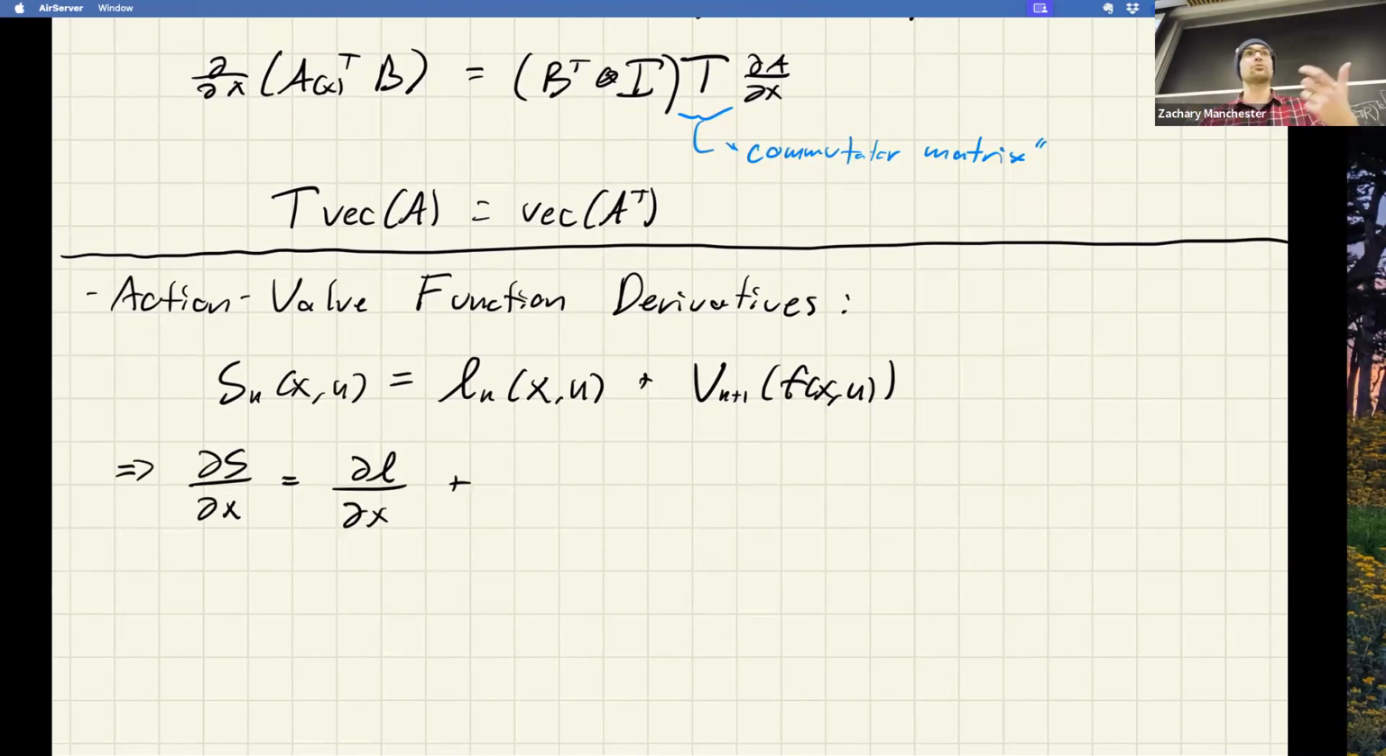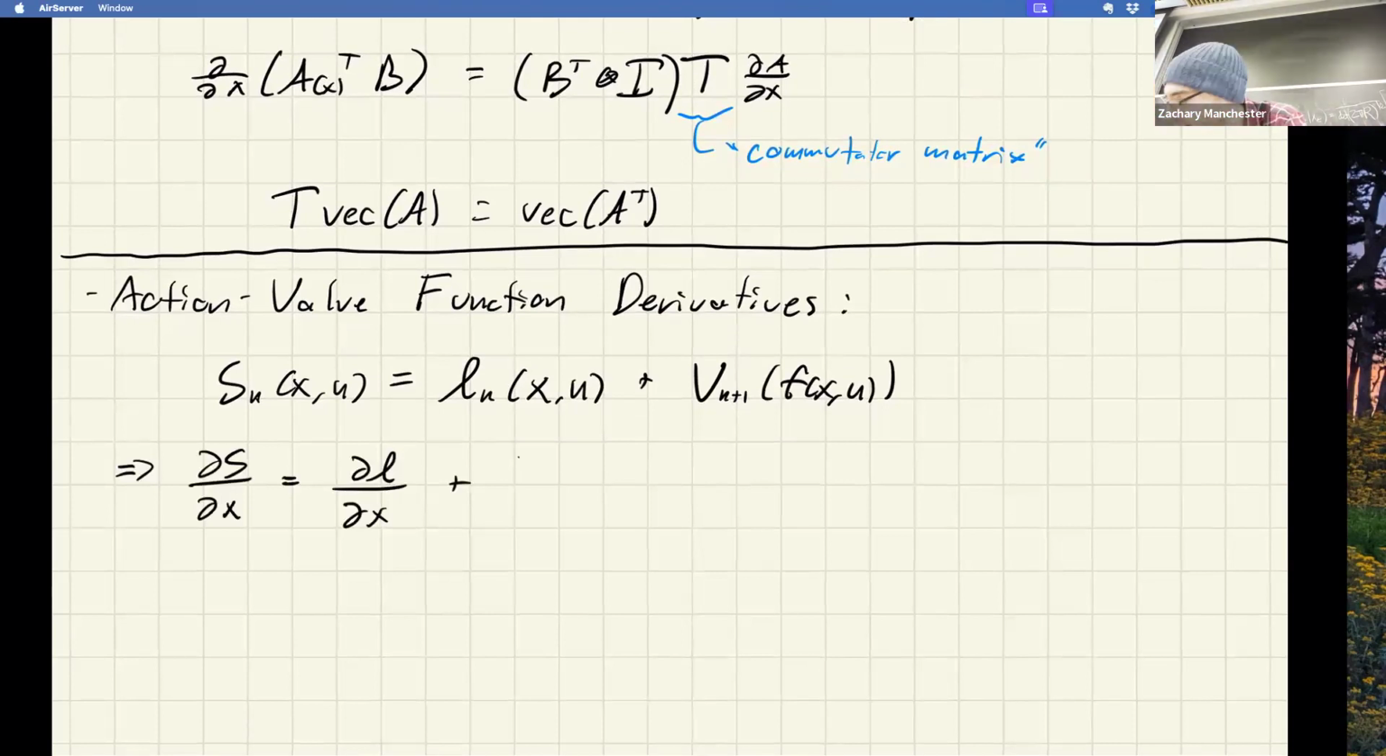Plus, we're just going to chain rule through the next part, right? So we got partial V, partial F. It's just the derivative of V times partial F, partial X. All right, so I'm just chain ruling that second term. Cool. And this guy we call A, remember? That's our A matrix from our dynamics.